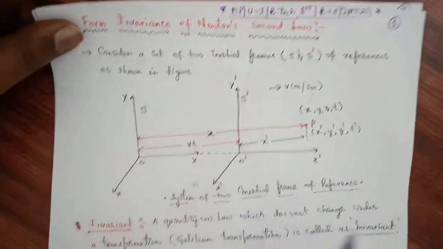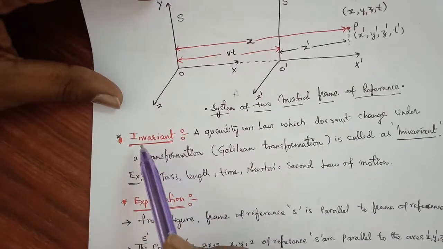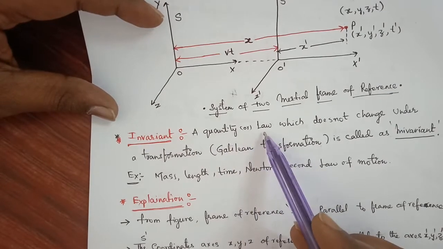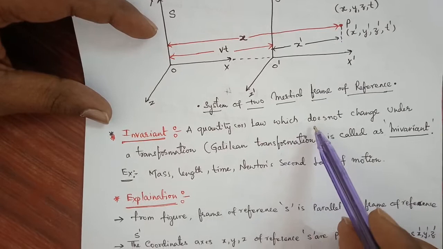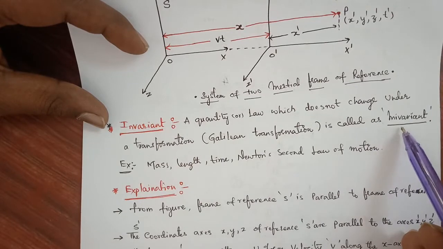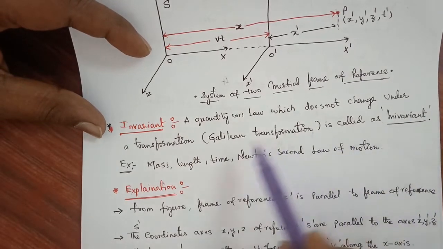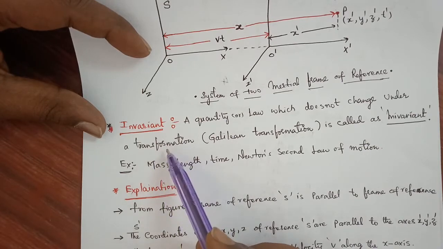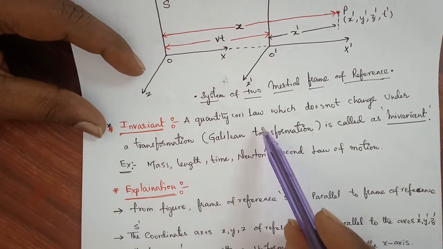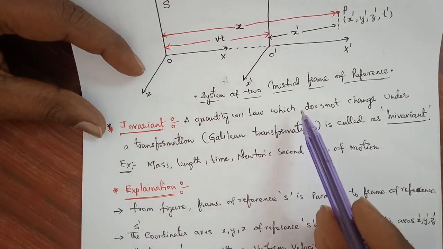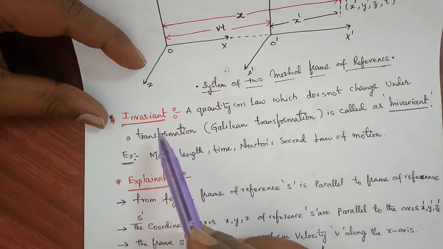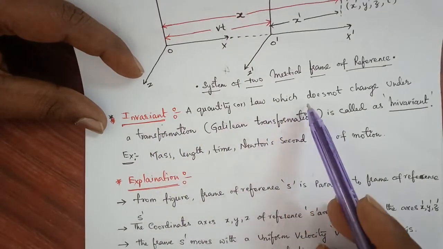Let us see what is the meaning of invariance or invariant. What is meant by invariant? Invariant is nothing but a quantity or a law, a principle, which doesn't change under a transformation. For example, scalars and vectors under transformation: a scalar doesn't change, but a vector changes because vectors depend on the direction.